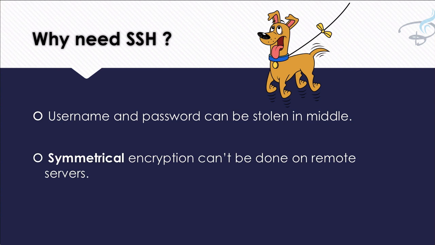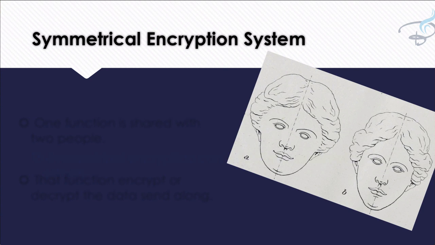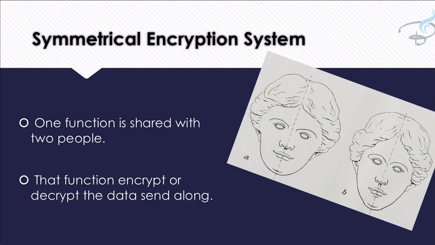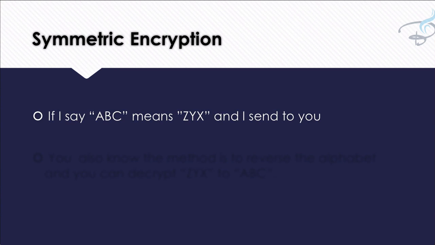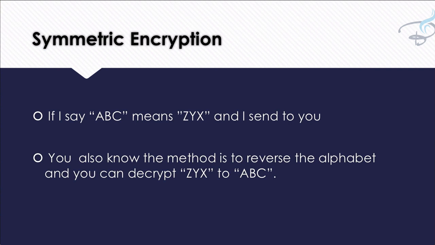If you're not familiar with symmetrical encryption, let's first understand this, because SSH key uses asymmetrical, so we must have the knowledge of asymmetrical and symmetrical. So symmetrical encryption is simply one function which is shared between two people, and that single function is capable of encrypting and decrypting the data sent along. This means, suppose I want to say ABC and that meaning is ZYX, then I send it to you. You get the point. You just have to reverse the alphabetical order. So if I send you ZYX, you will know that the data actually is ABC. But to perform this action, you and me both have the same cipher, same algorithm, or the same function, which is simply reversing the alphabetical order.